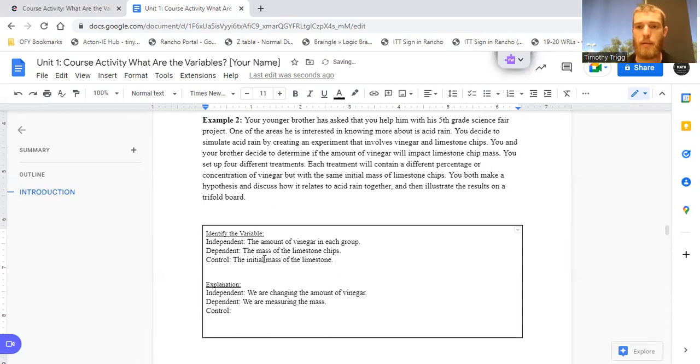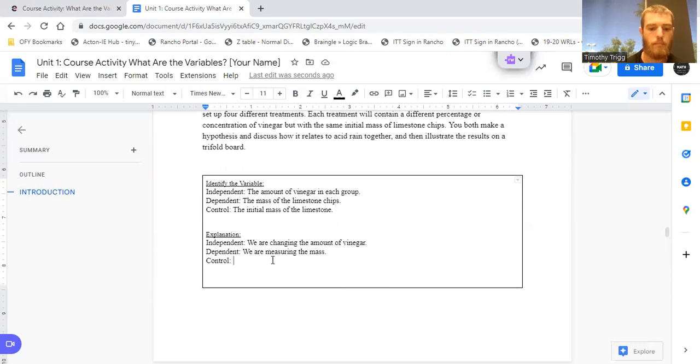The initial mass of the limestone. And yeah, I think that's about it. The amount of limestone that each group has initially should be the same.